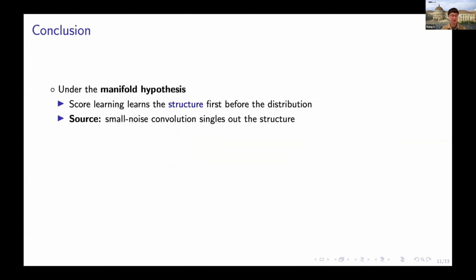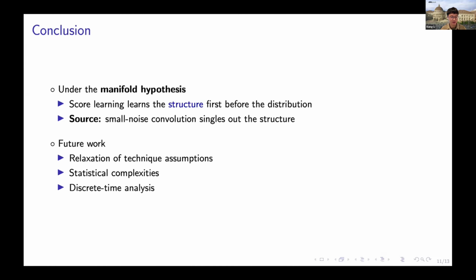Okay, cool. To conclude, under the manifold hypothesis, we proved that score learning first learns the geometry structure before learning the full distribution. This can provide an alternative explanation for why score learning, or the diffusion model, is so successful in practice. It might not recover P data as many people would expect. It might only make the data concentrated on the manifold, which already satisfies our requirement of generating realistic images.